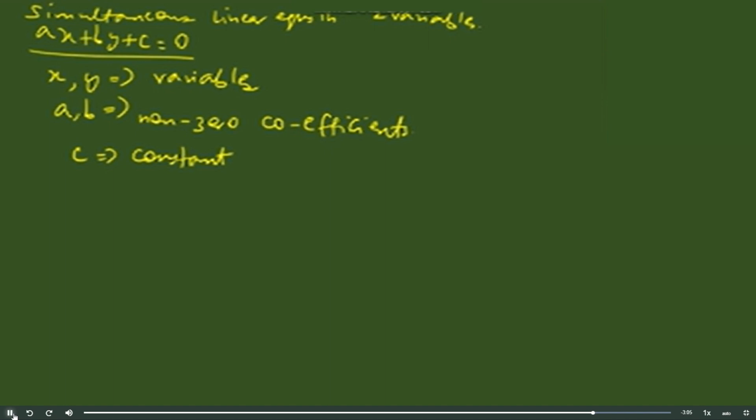So you could have two equations like a1x plus b1y plus c1 equals 0, then a2x plus b2y plus c2 equals 0. Okay, so let me give you the methods to solve the equations.